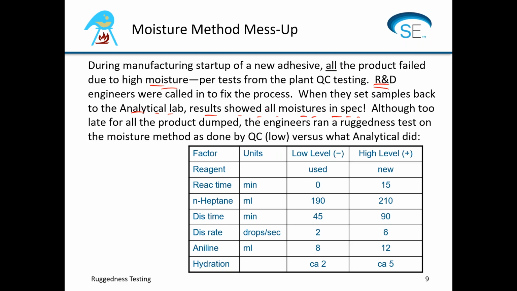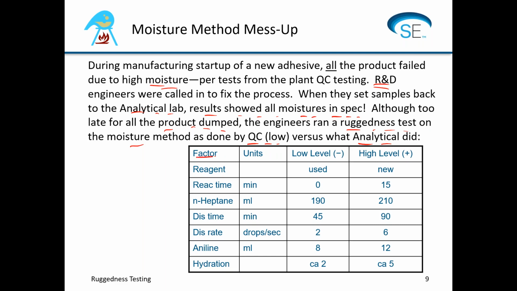So this really caused the ship to hit the sand, is that the test method itself was biased and producing a high moisture. It was inaccurate. By then, unfortunately, the product had been dumped. So they went back and decided to run a ruggedness test, an ASTM E1169 type Plackett-Burman experiment on 8 runs. It was too late, but it was necessary to try to figure out what the quality control had done to the method versus what the analytical test method had called for originally when they transferred it down.